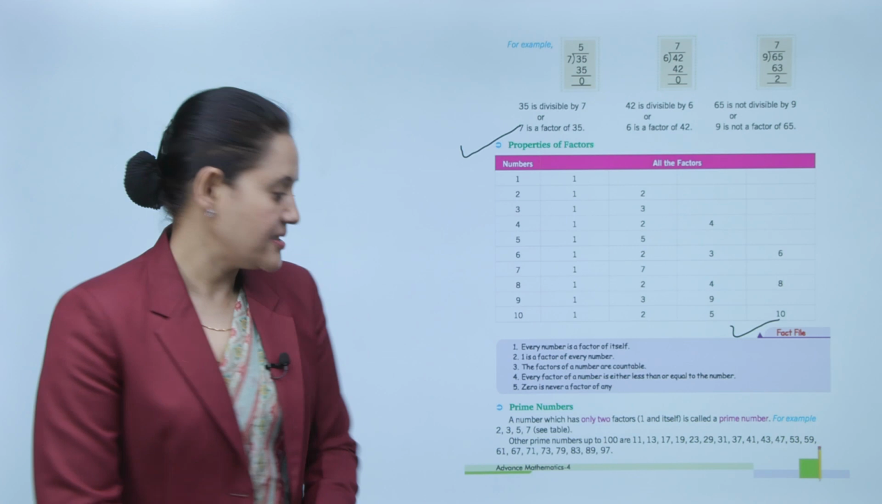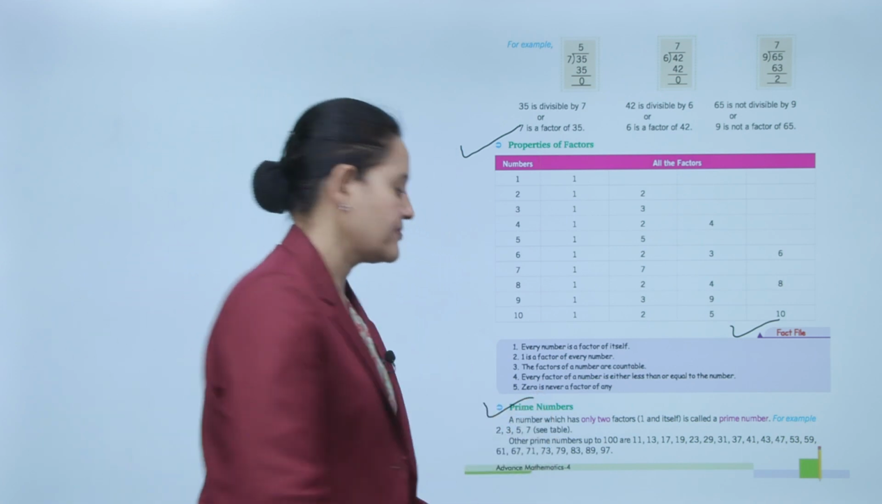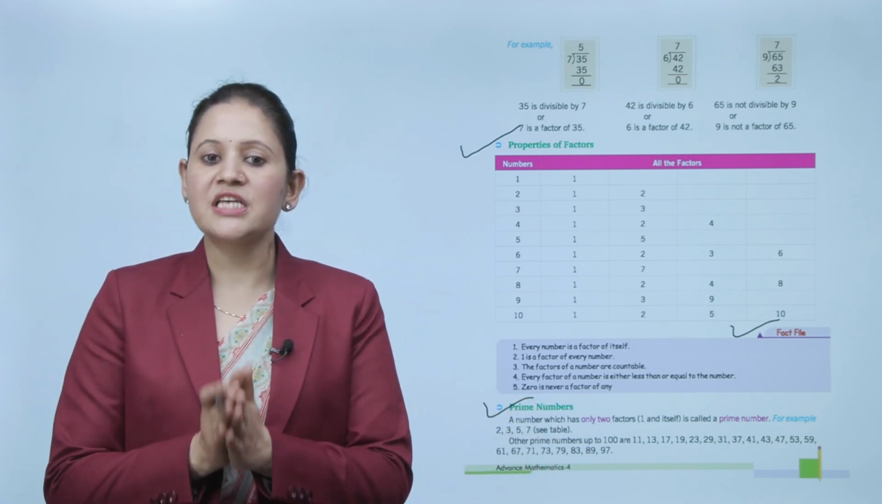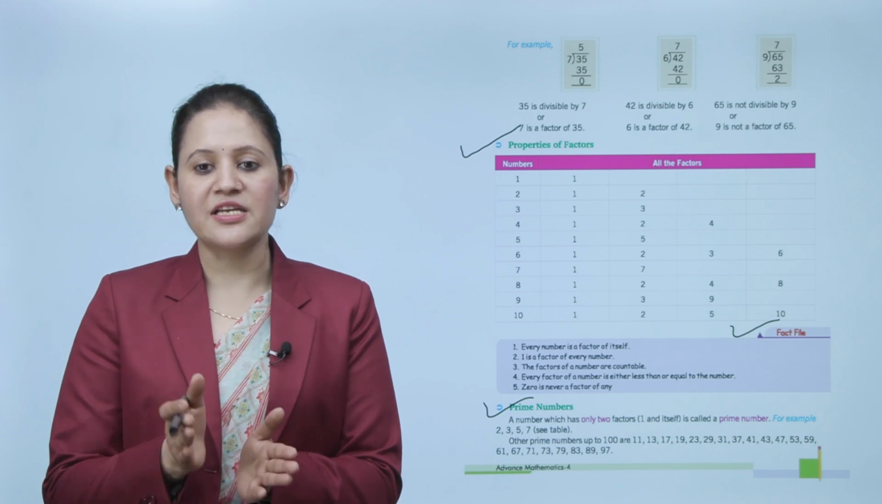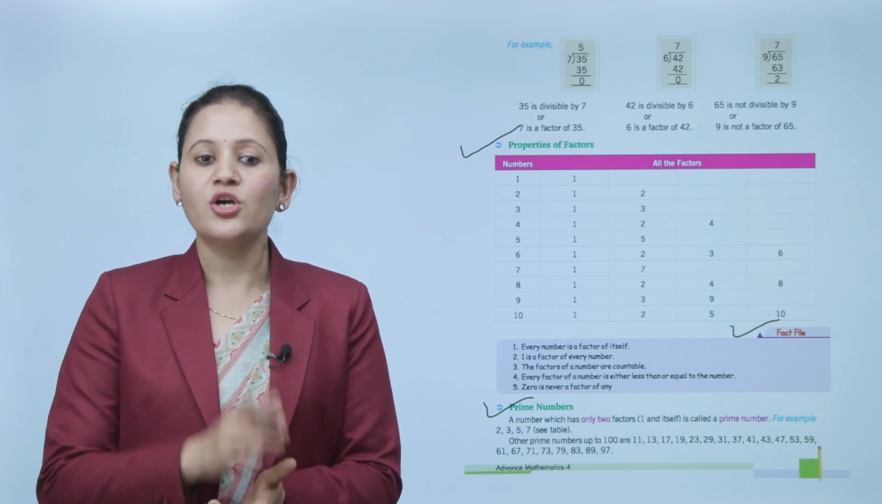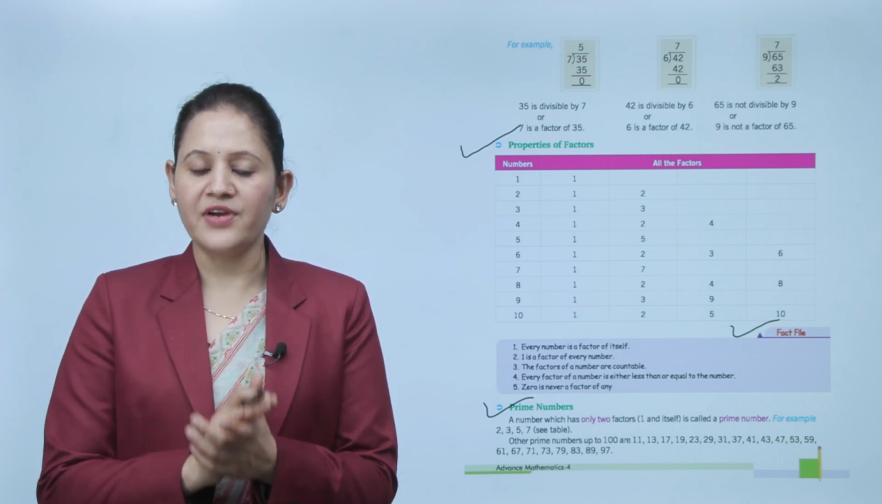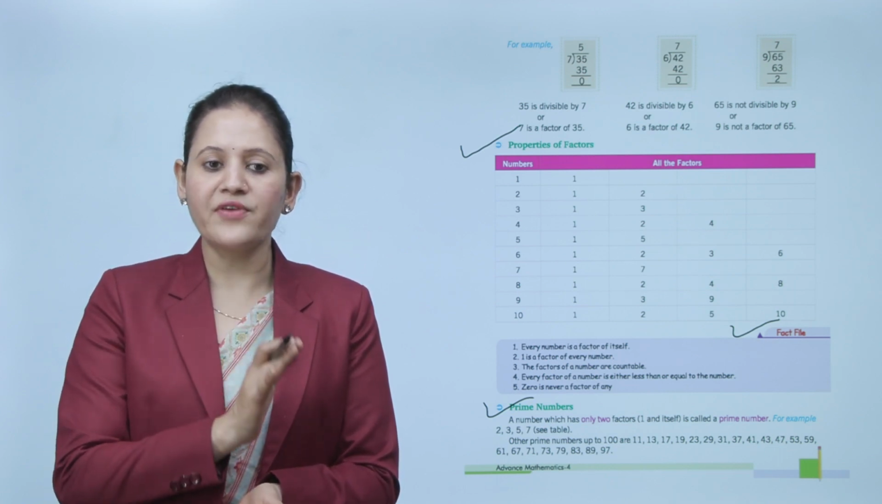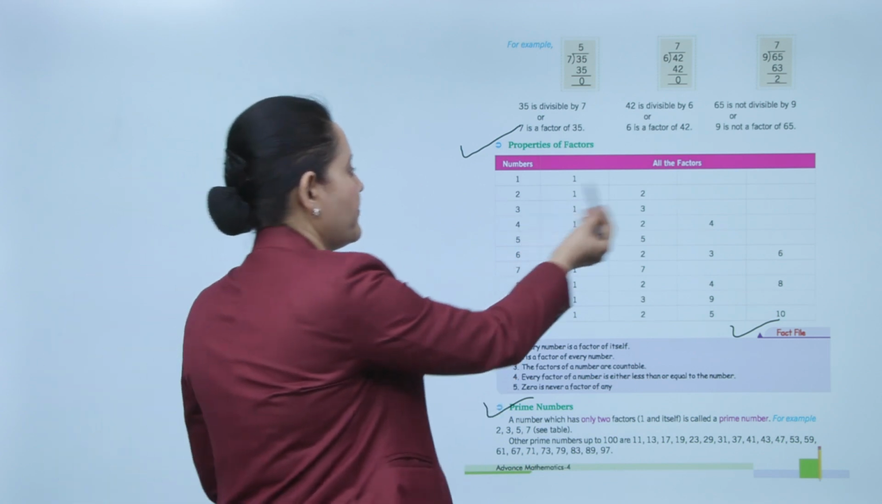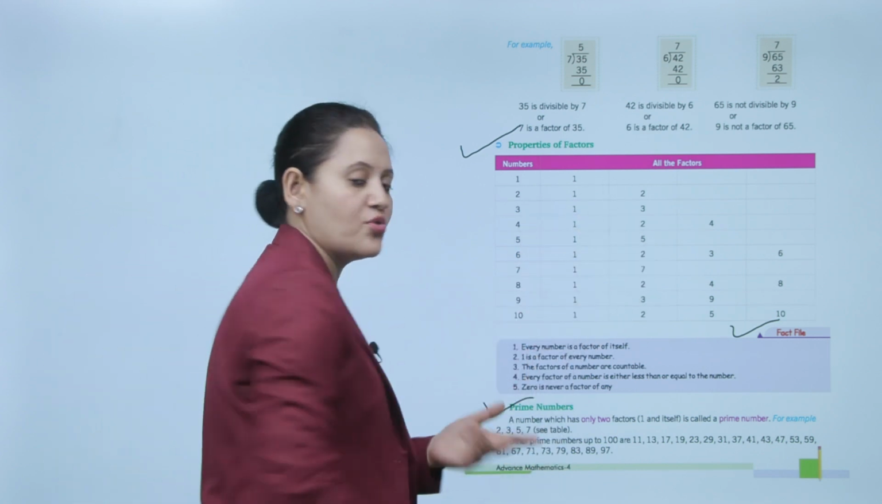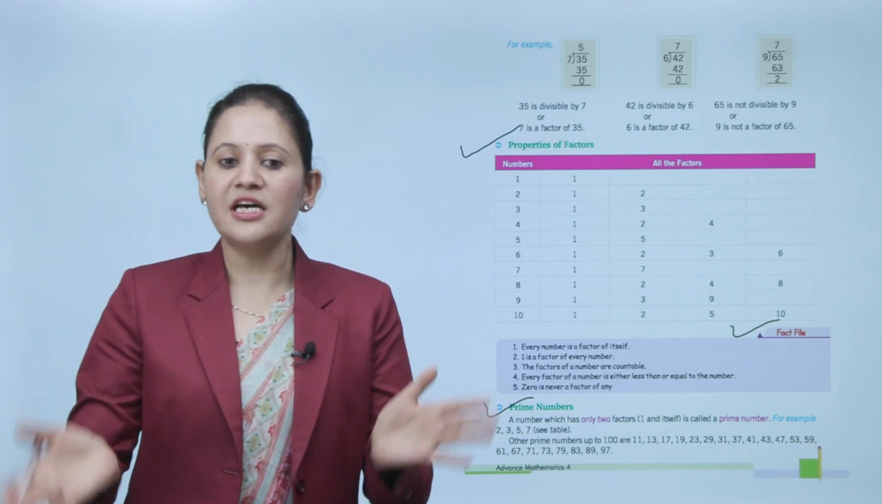Next is prime numbers. A number which has only two factors, 1 and itself, is called a prime number. For example, 2, 3, 5, 7. They do not have any other factor except 1 and the number itself. Like 2, its factors are 1 and 2. Like 5, the factors are 1 and 5. So only two factors are there. So all these are prime numbers.